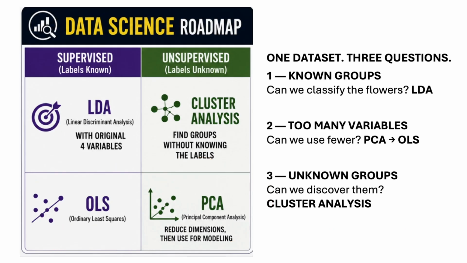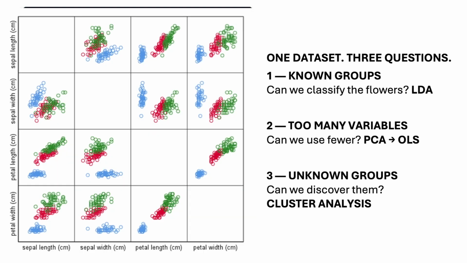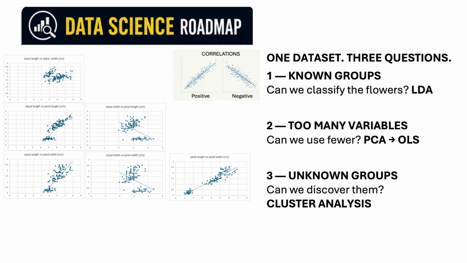Then a teaser for part 3. Remember those clusters we saw earlier? There's an even bigger question. Everything we've done today assumes that somebody already told us there are 3 species, guys. But what if they hadn't? What if we don't know that information?